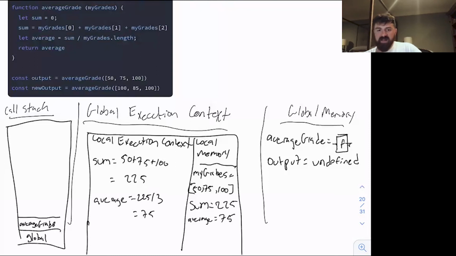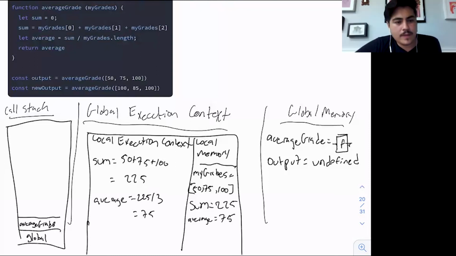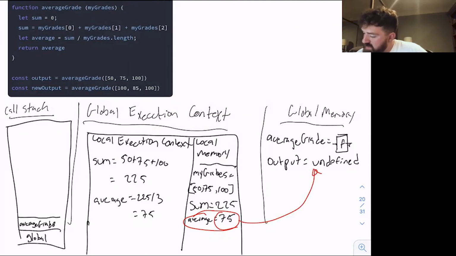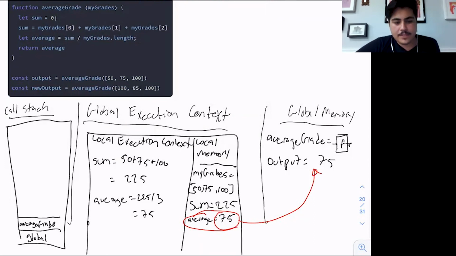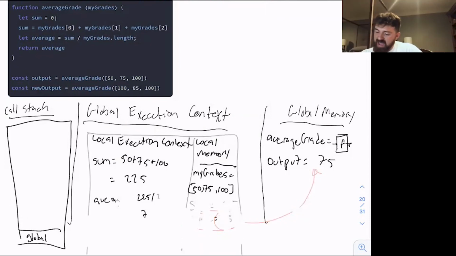Okay, last line. And last line, fun keyword of the day, return. We'll be returning the value stored in average, and that would be returned to output in global memory. Excellent. So now this is 75. And then what happens next, Carlos, now that we've kind of wrapped that up? Yep, we'll finally pop off averageGrade off the call stack, and we'll garbage collect our local execution context and memory. Excellent.